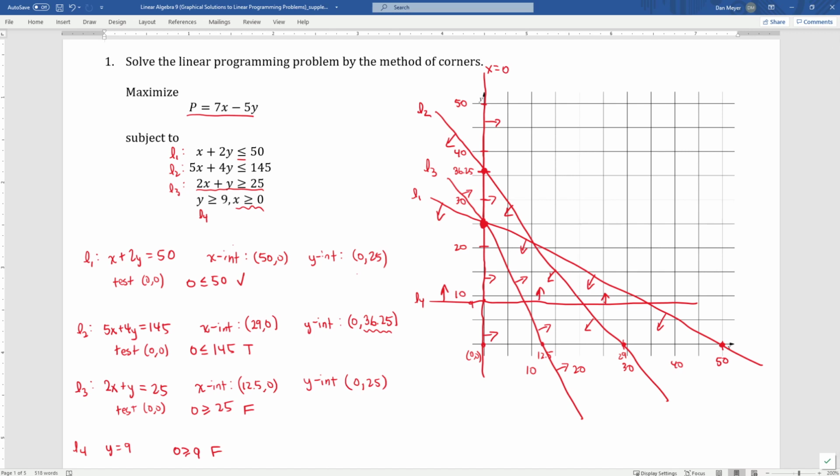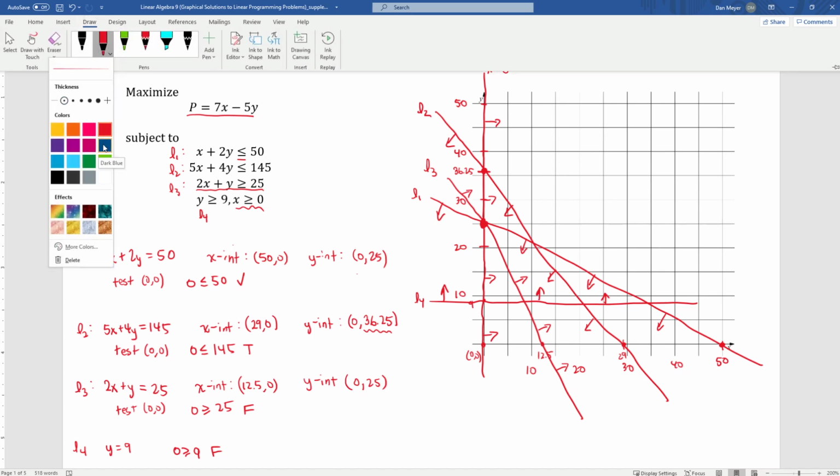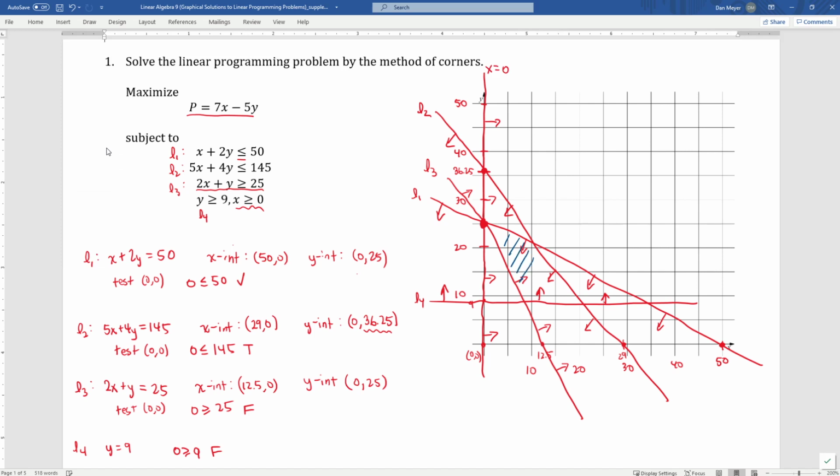So it looks like our feasible region, I'll shade it in using a different color here. Our feasible region is this part right here. And we've got 4 corners for that feasible region. Go ahead and label them A, B, C, and D. Okay.